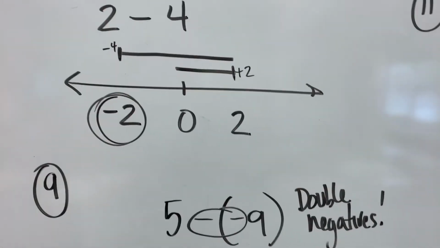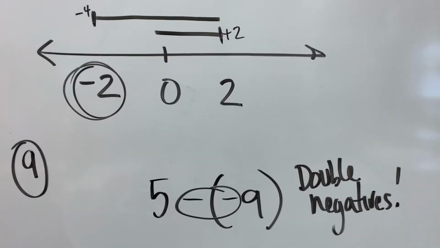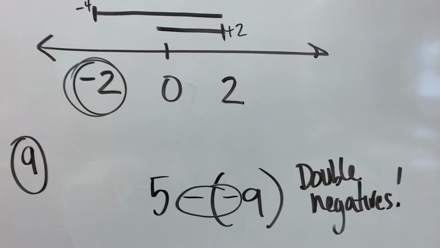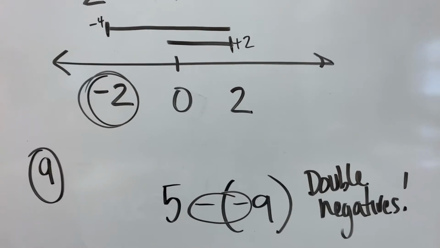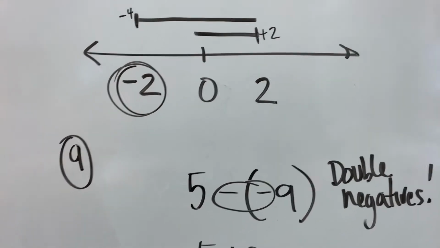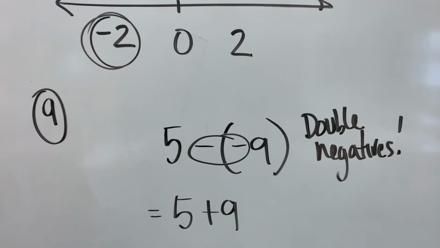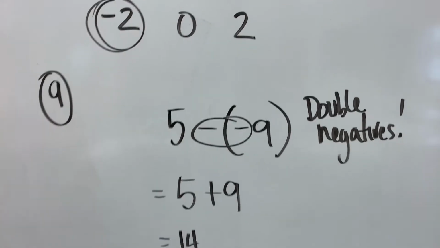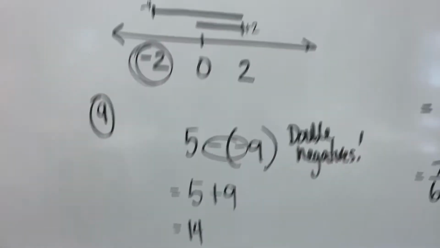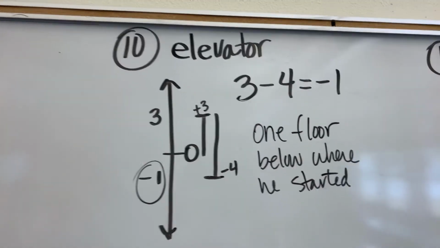Number 9, do you see double negatives? I see double negatives. Double vision. So you're going to have to take those two signs and turn them into a plus sign. Notice that I rewrote that problem. That's a kindergarten problem now. 5 plus 9, 14.